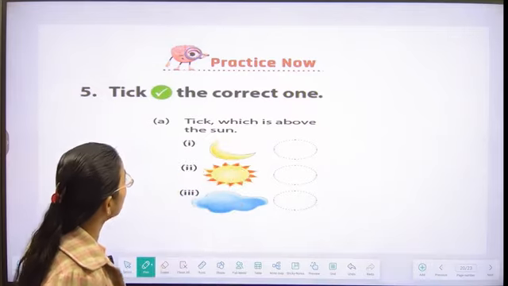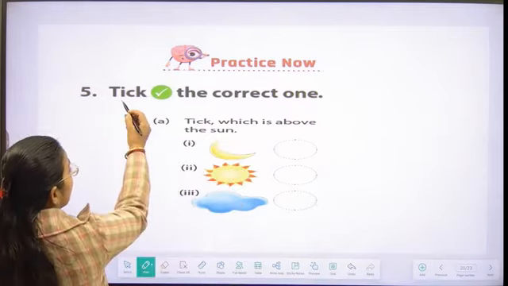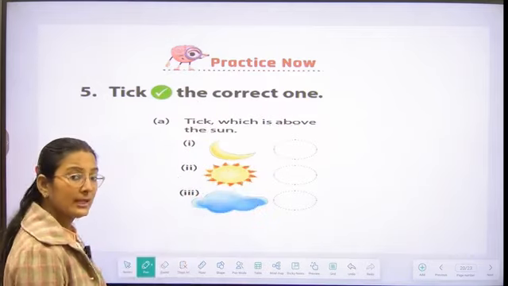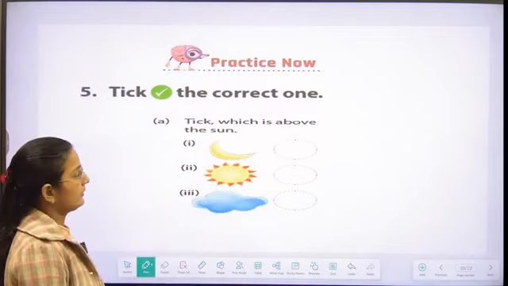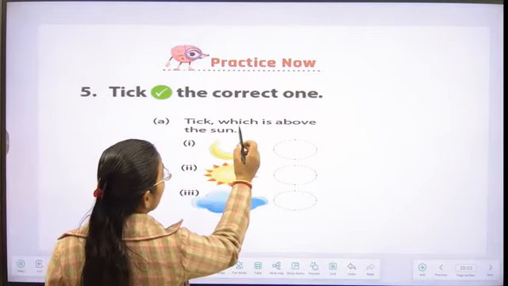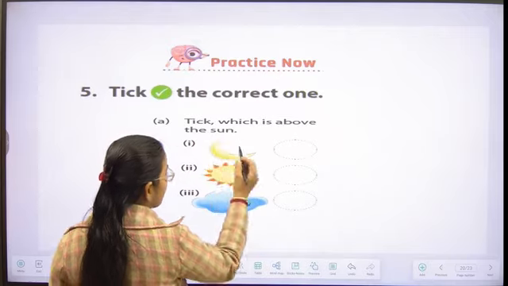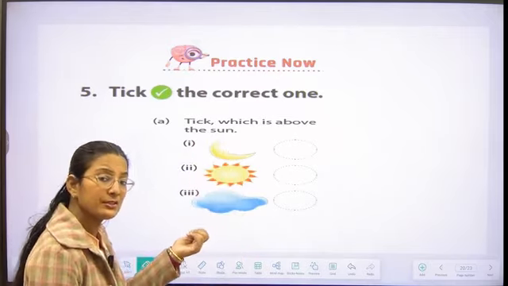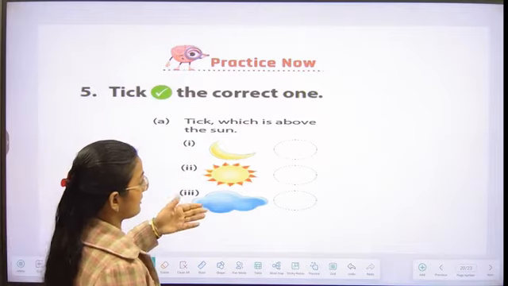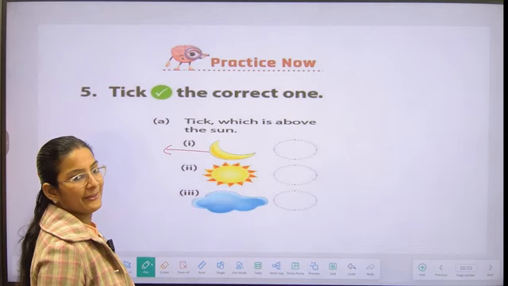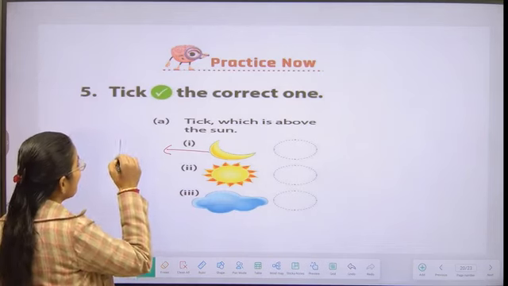What we have to do? Tick the correct one. We have to tick the correct one. Read the question with me. Tick which is above the sun. What we are going to see in this picture? We have 3 things. First is, what is this, kids? Tell me. Very good. This is moon.